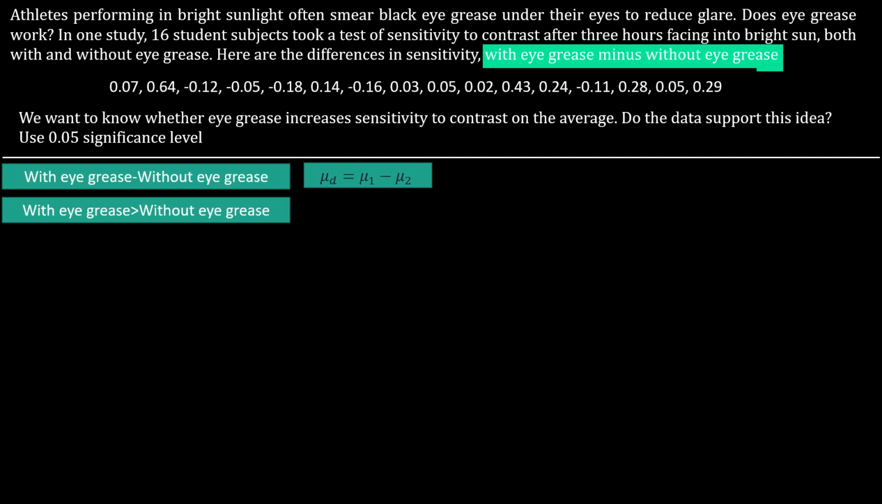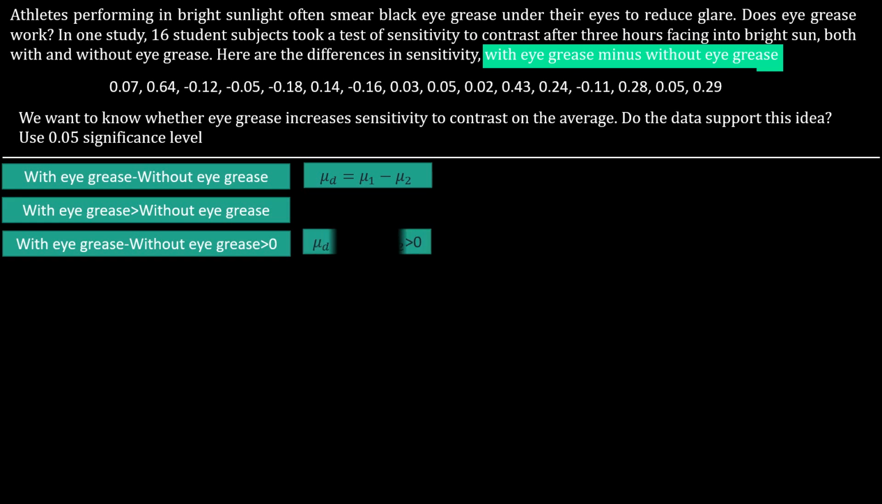Since with eye grease numbers are greater than without eye grease, with eye grease minus without eye grease should be greater than 0. That means mu1 minus mu2 greater than 0. Mu1 minus mu2 equals mu d. Therefore, average of the differences greater than 0. So, this is the key.